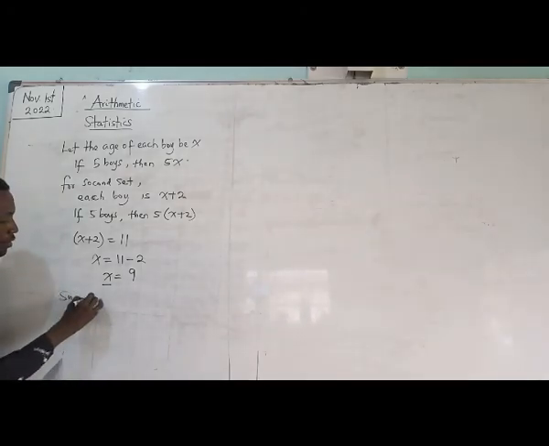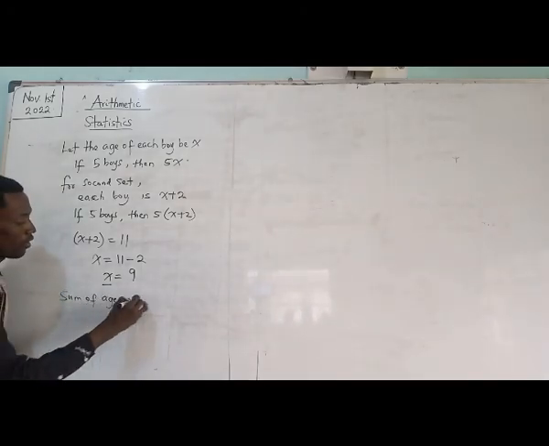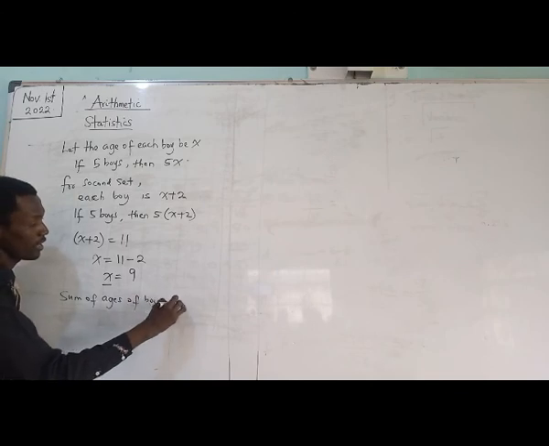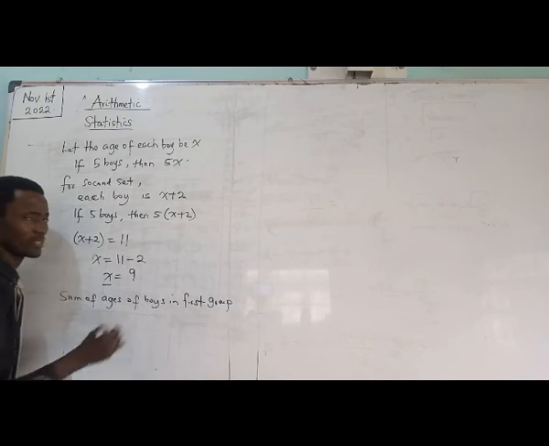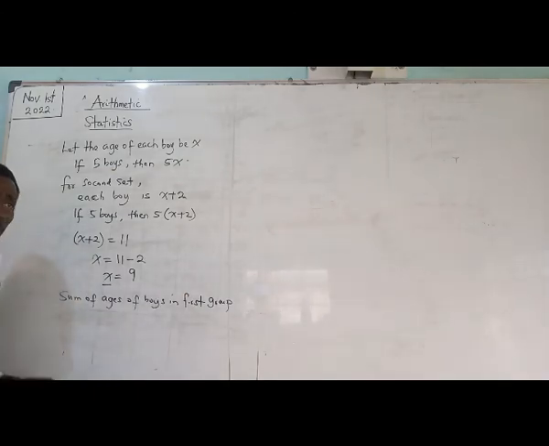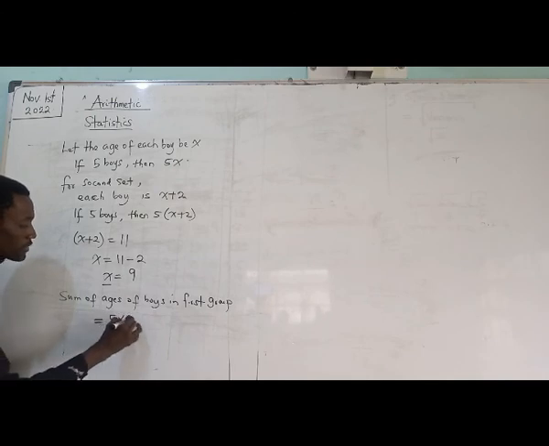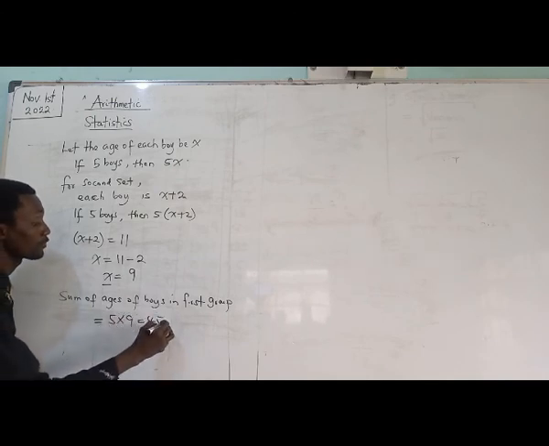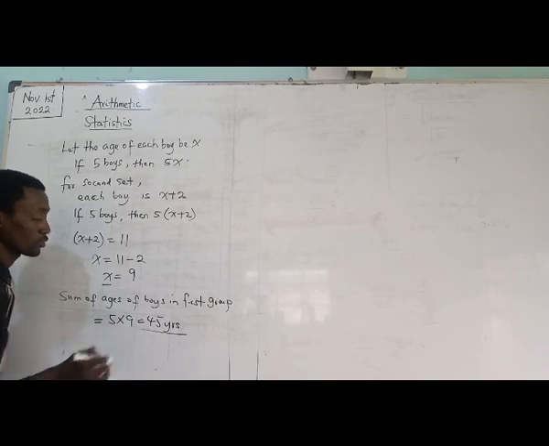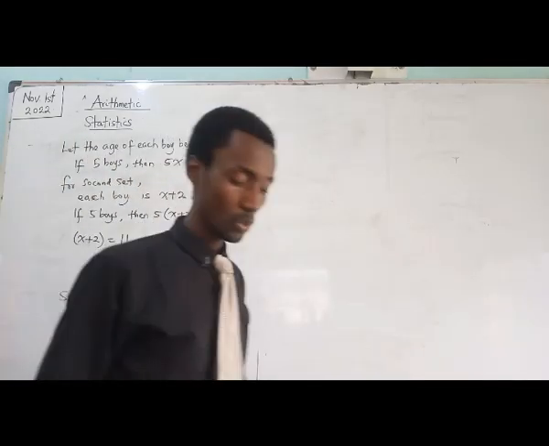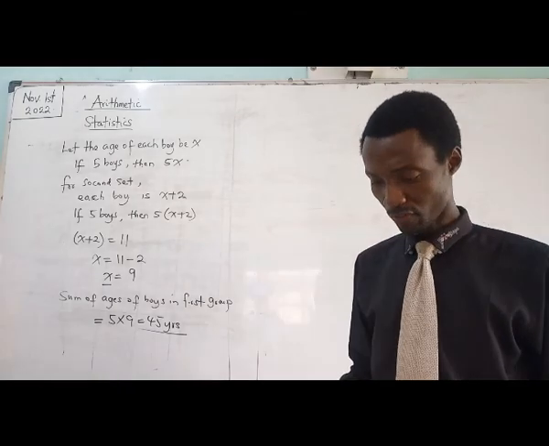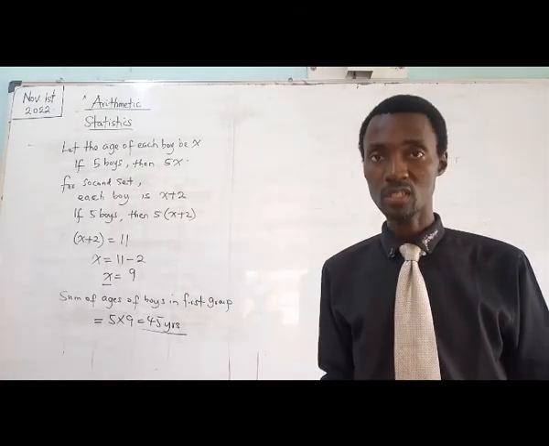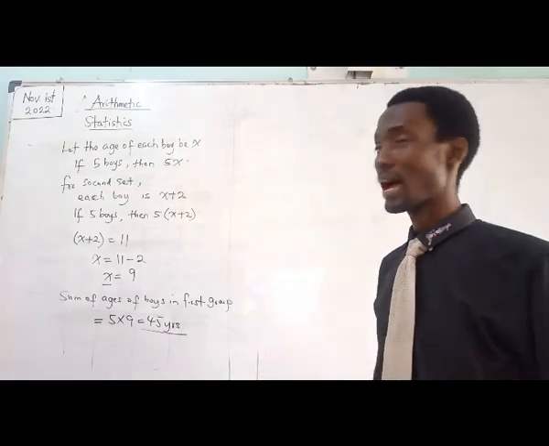So, sum of ages of boys in the first group. Somebody will say, why are you not saying 5? I know it's 5, the group is 5, so why should I emphasize that? It will be equal to 5 times 9, and that will be 45 years. I choose to use shorthand to write that. So for the first group, the sum of their ages will be 45, and that clears that question.